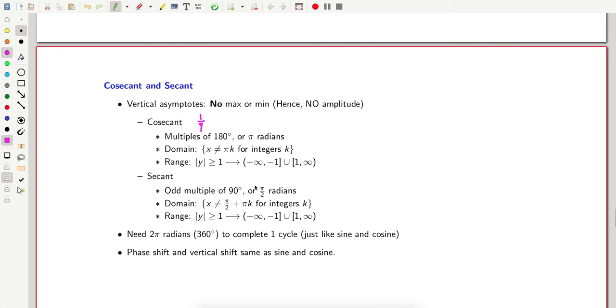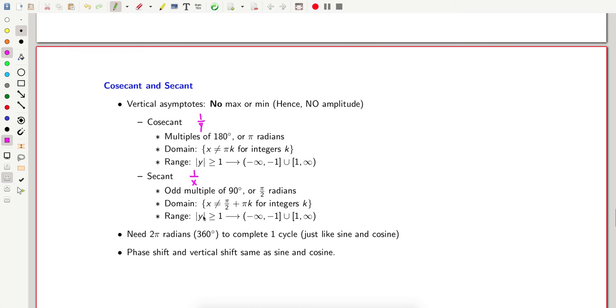And again, secant is 1 over x. So we don't want that denominator to equal 0. X will be 0 if you're on the y-axis, so we don't want x to be pi over 2 plus every 180 degrees or pi radians thereafter. And also before, we can look at negative pi over 2 and negative 3 pi over 2, etc.